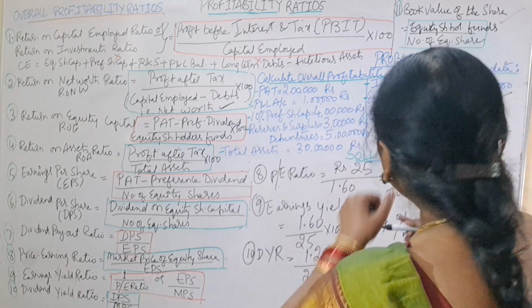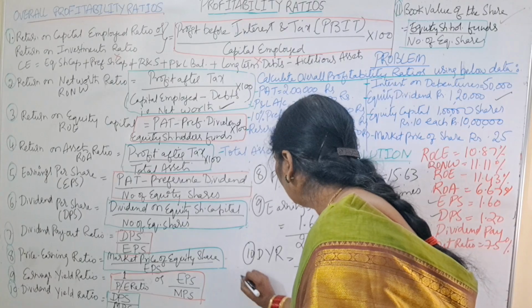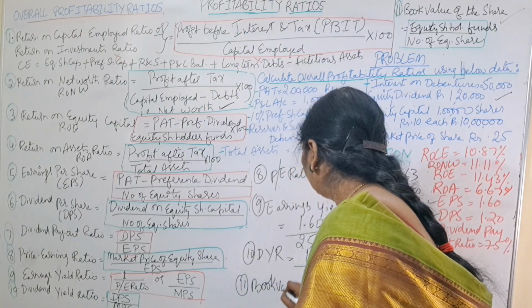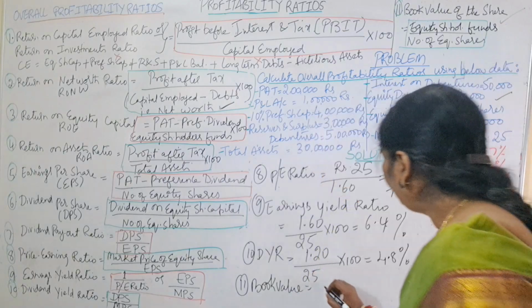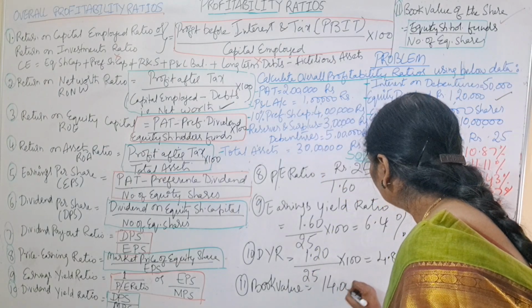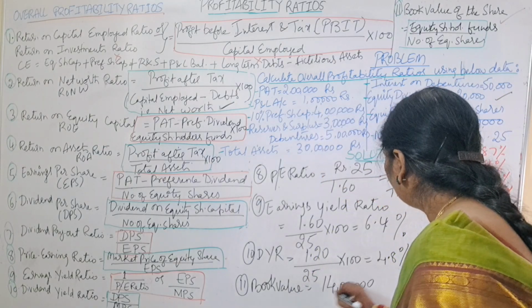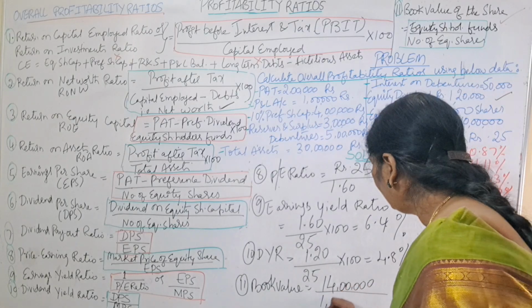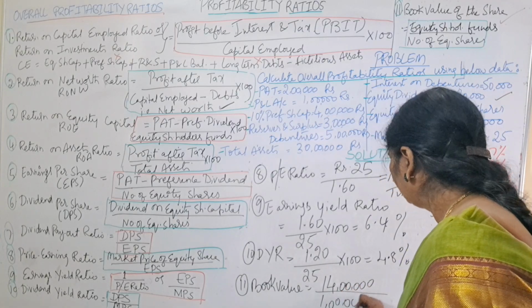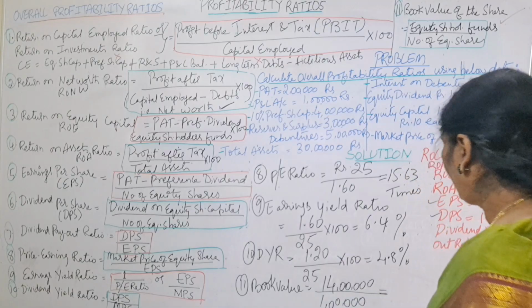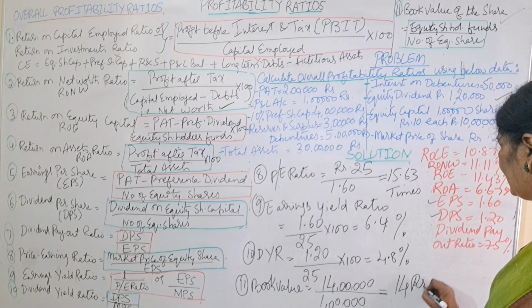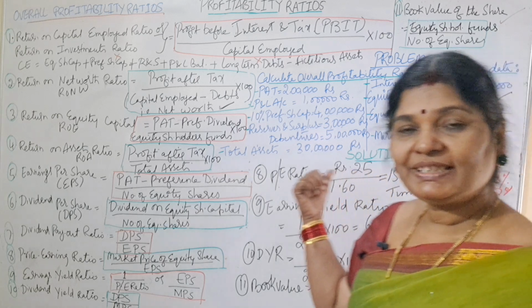So I will take this formula here. Book value per share: 14 lakhs, which is equity shareholders funds, divided by number of equity shares. How many are there? 1 lakh, right? So how much did you get? 14 rupees. The book value of the share is 14 rupees.